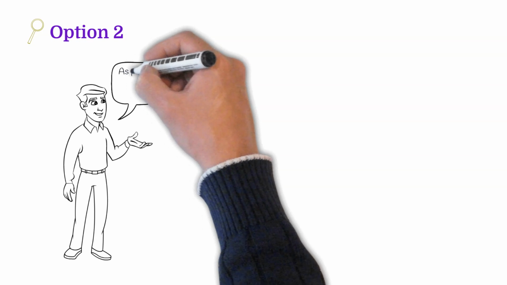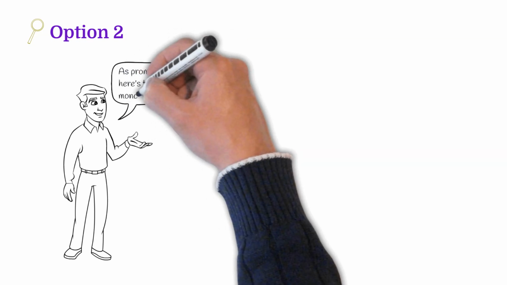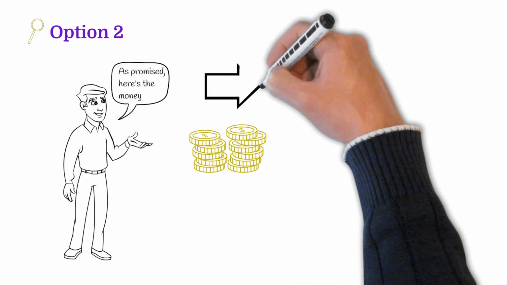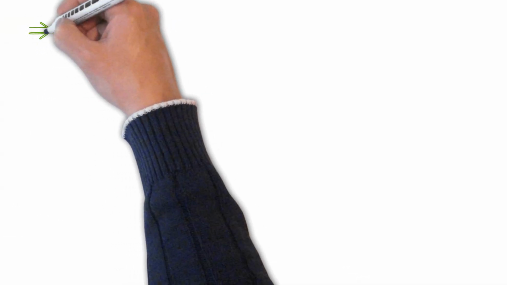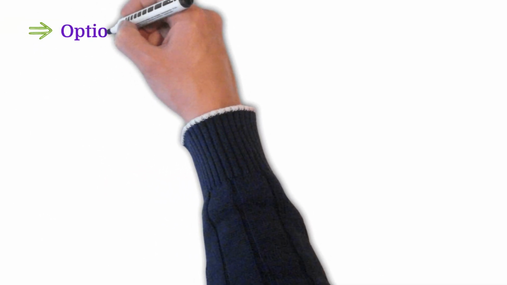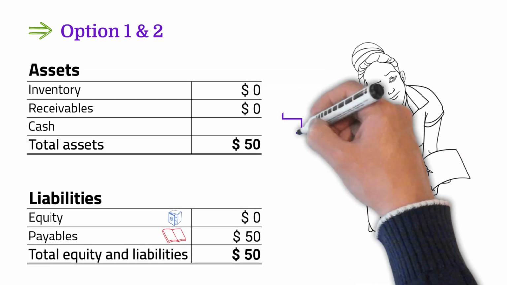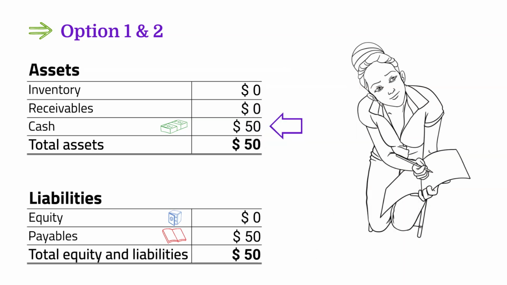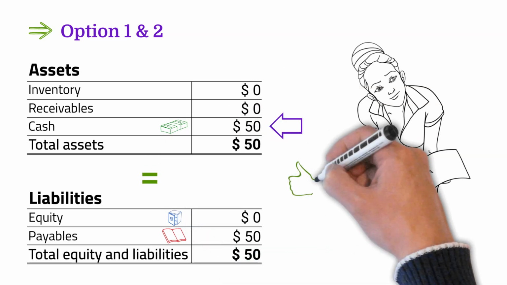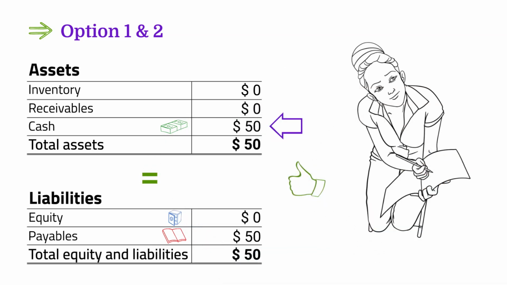For the second option, eventually your customer pays you. You convert receivables into cash. So you record cash of $50 and your liabilities stay as payables of $50 as well. In either case, your business has $50 in cash on the balance sheet, but you still haven't spent a single dollar in advance. You're running the operations, and the balance sheet still balances.